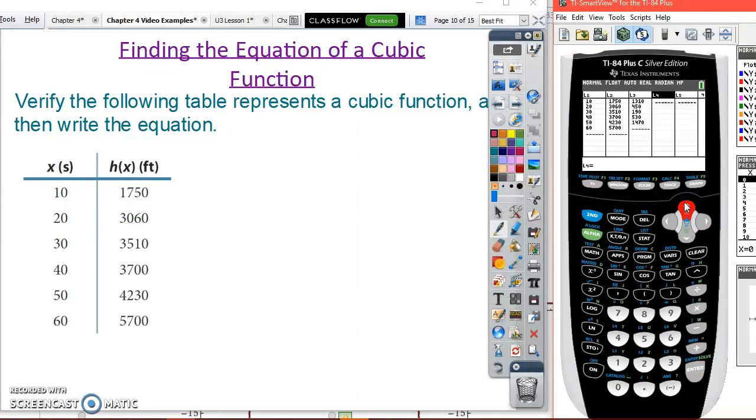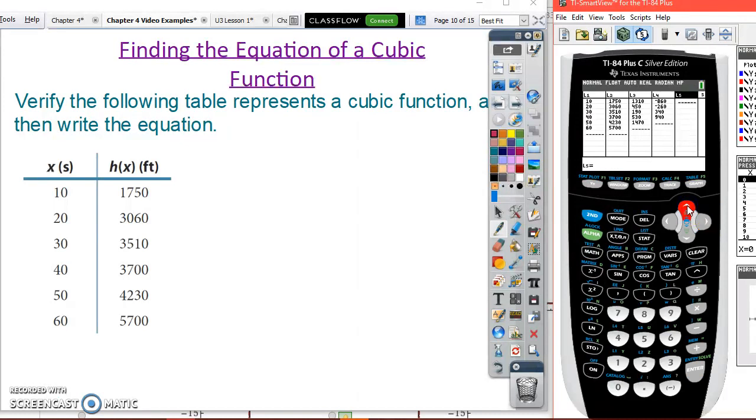I'm going to repeat this process, highlight list 4, second stat, over to operations, number 7. I now want to find the differences of list 3, second 3, hit enter. Here are my second differences.